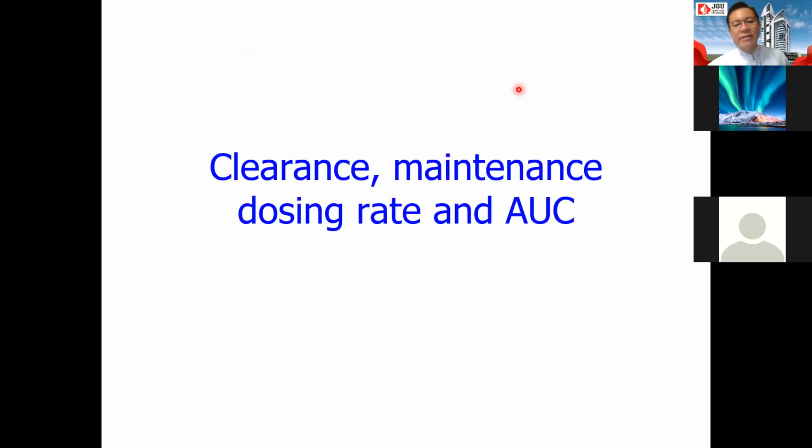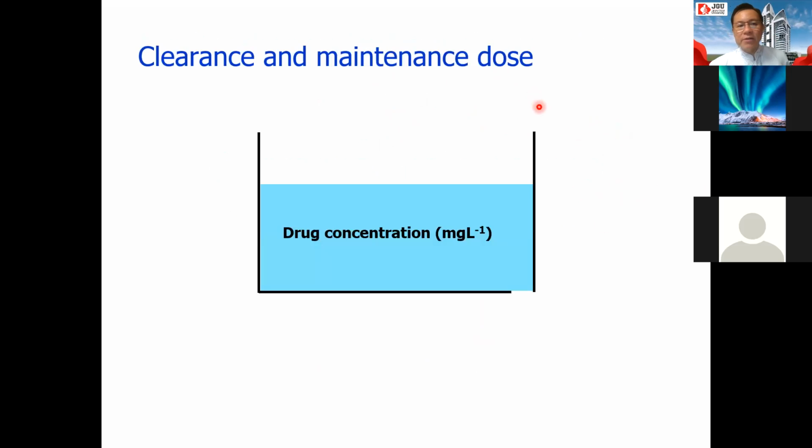So now next is clearance, maintenance dosing rate, and AUC. So this one is drug concentration.